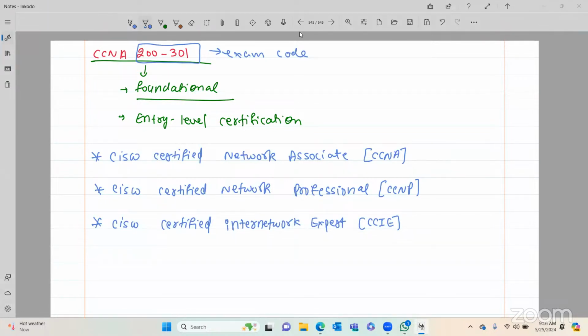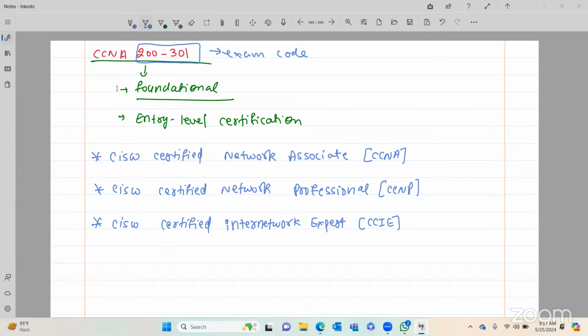So eligibility for this course, there is no such eligibility for this course. There are no prerequisites because it is the entry level certification. But if you go for CCNP, like if you say that I want to go for CCNP, then there are some prerequisites. If you want to go for CCIE, then again there are some prerequisites.